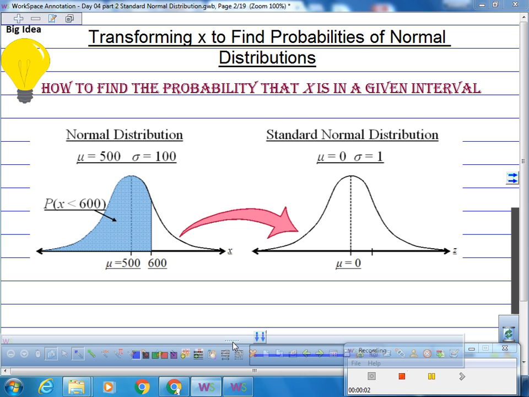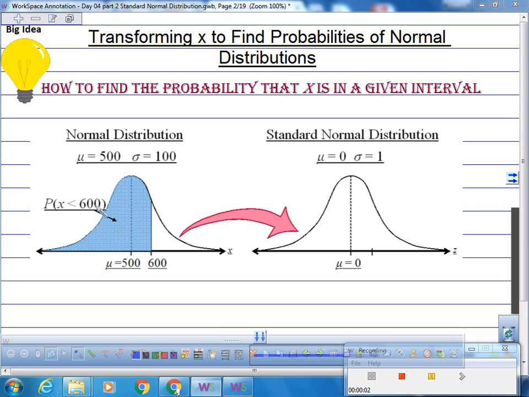Okay, so transforming x to find probabilities of normal distributions. We have a normal distribution where we have a number like x, and I want to know the probability, that's what the statement says. I want the probability of any number that is less than 600. How much probability do I have for a number that's less than 600?